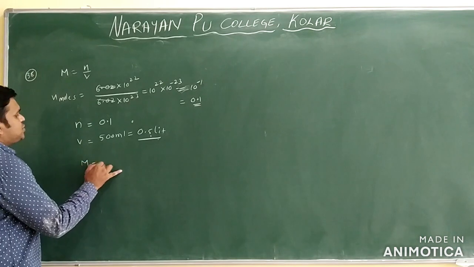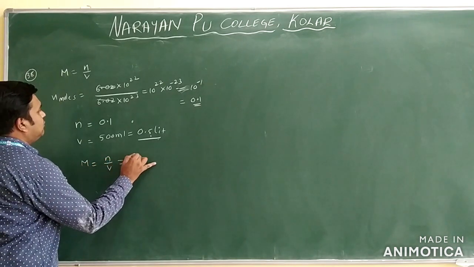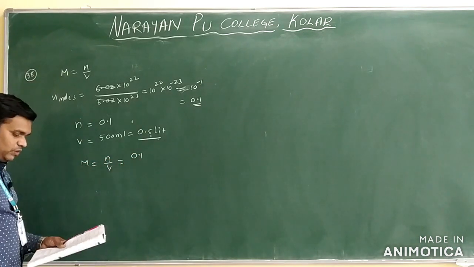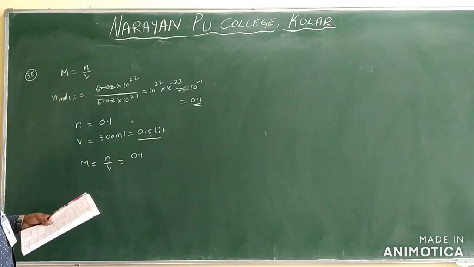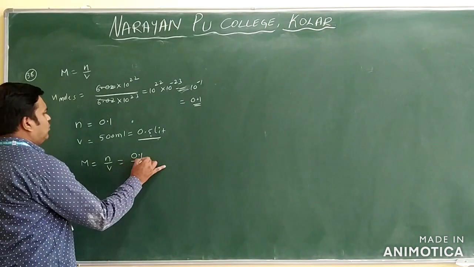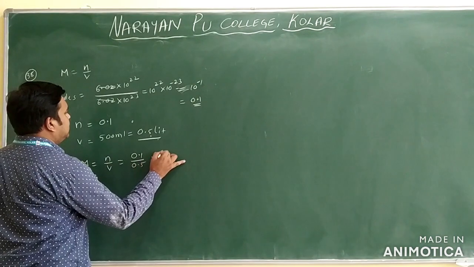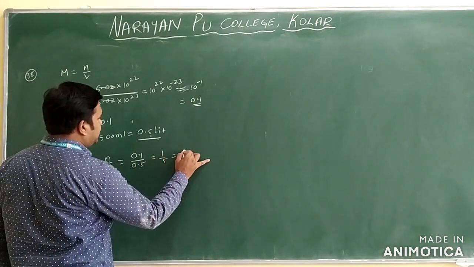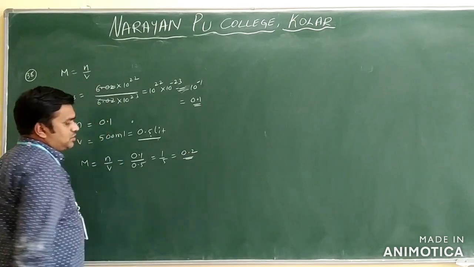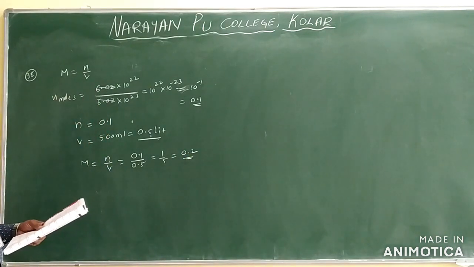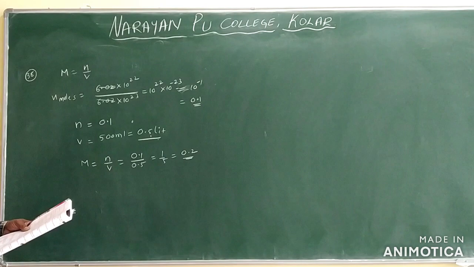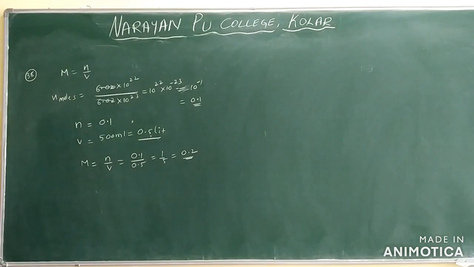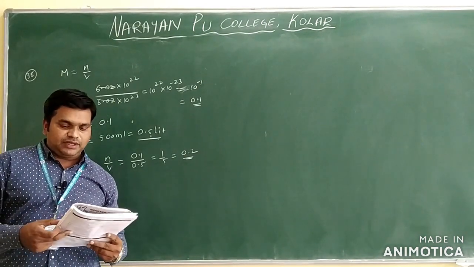Now M is equal to n by V. What is the n value we have? 0.1 by volume, we have 0.5. Can I write here 1 by 5? 1 by 5 means 0.2 only. So the concentration of the solution we have is 0.2 molar. See the next question we have, 39.